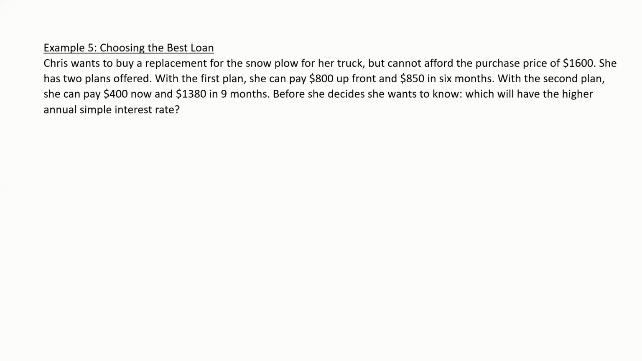With the first plan, she can pay $800 up front and $850 in 6 months. With the second plan, she can pay $400 now and $1,380 in 9 months. Before she decides, she wants to know which will have the higher annual simple interest rate. So let's look at her two plans. We'll start with plan 1.